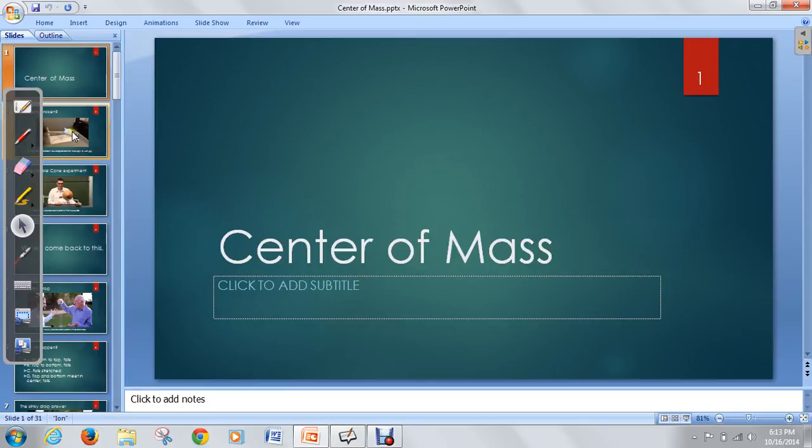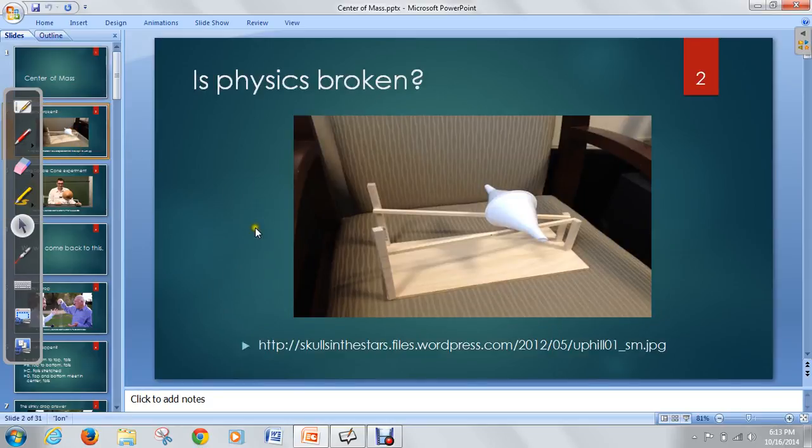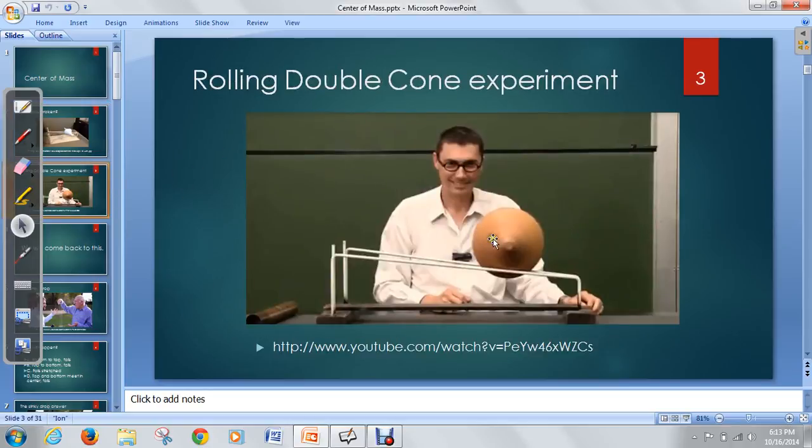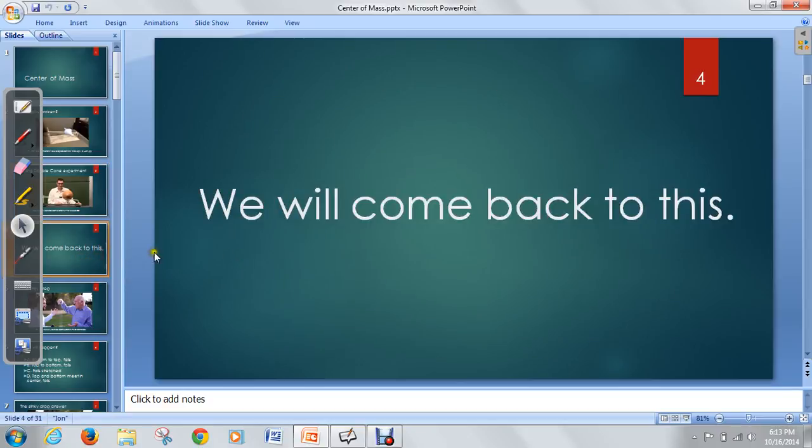Okay, so we watched this demonstration of this kind of cone going uphill. We watched this video of how instead of going down the hill like you would expect something being pulled by gravity to do, it actually goes up in the other direction. Kind of a weird phenomenon, but it has to do with the center of mass. So we'll come back to it in a second, and we'll see why that works.